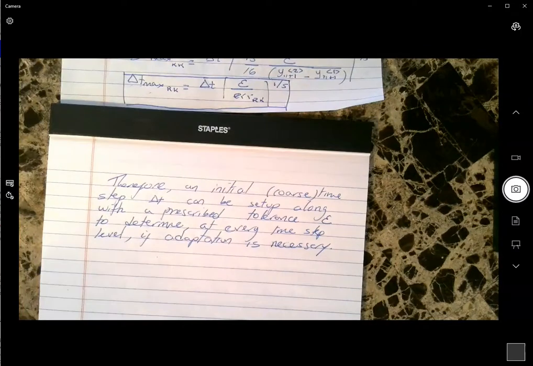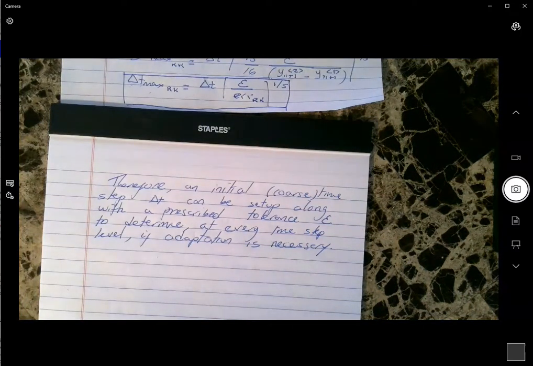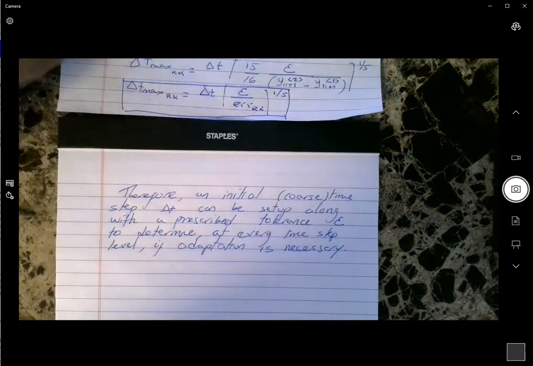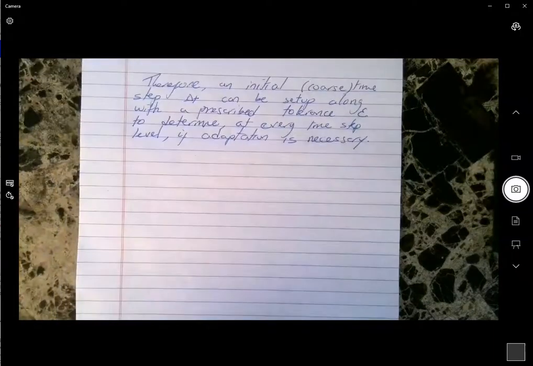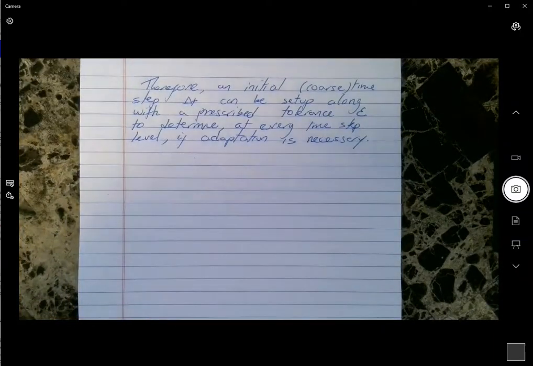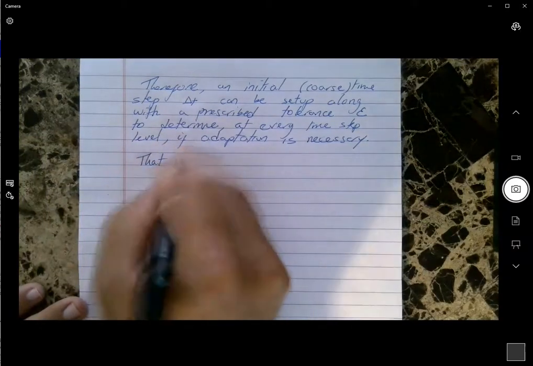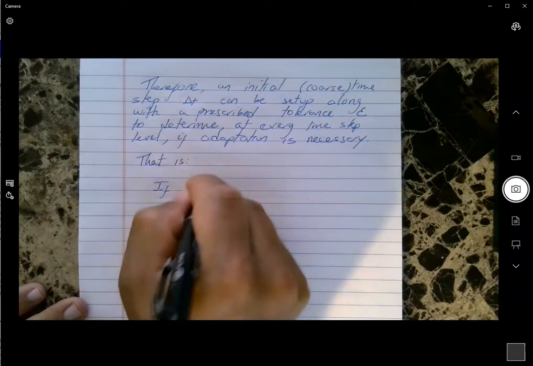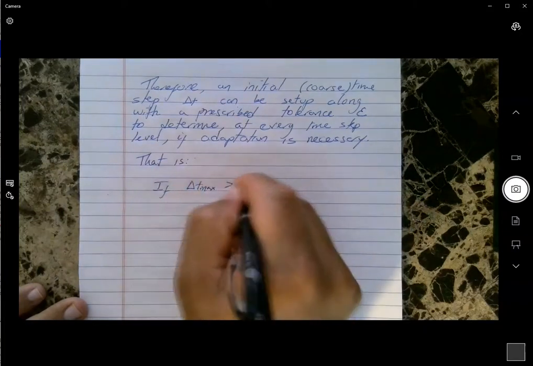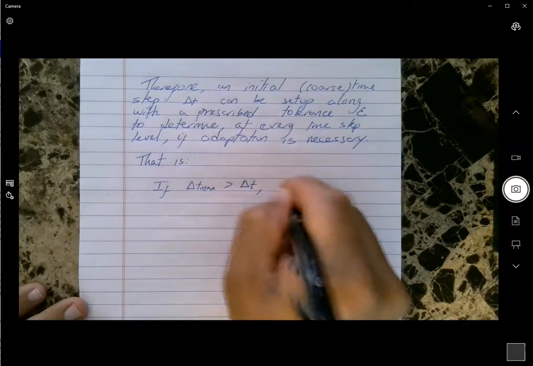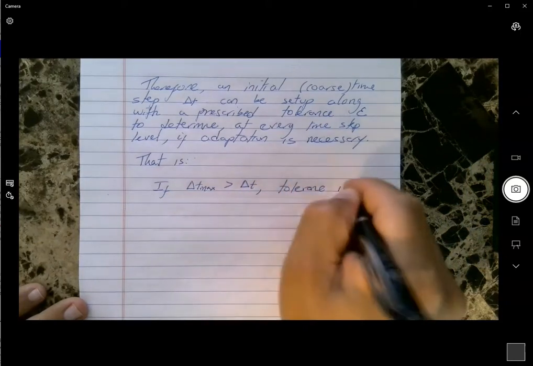Okay, so I can go one step at a time, literally, and then figure out, based on this formula, whether I need to perform adaptation for that time step or for that time value. And then I do it again in the next time value. If I don't need to, I can actually live with the large time step that I set up. If not, I need to shrink it temporarily until the next time value. That is, if delta T max is larger than delta T, tolerance is satisfied.